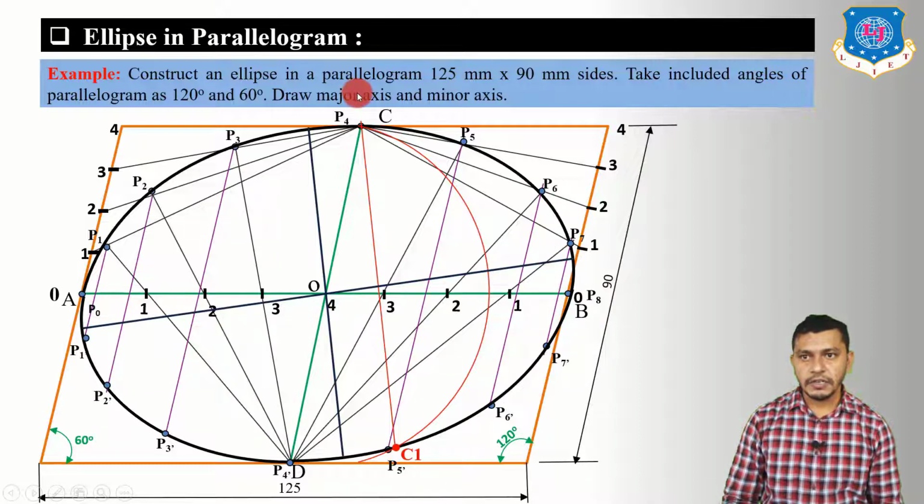Now here in the question it is not given to measure the length of major axis and minor axis. If it is given, then you have to measure the length of major axis by using the scale, and you can write the required length of the major axis and minor axis. So this is the method to construct the ellipse in the parallelogram, and here we have also discussed the method to find out the major axis and minor axis of the ellipse in the parallelogram.